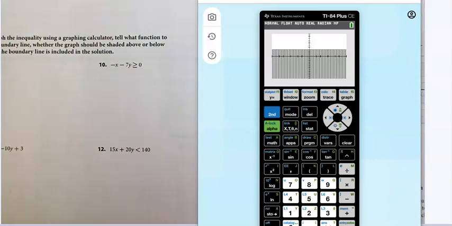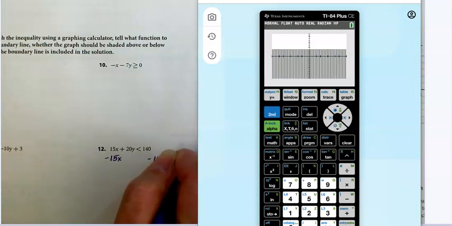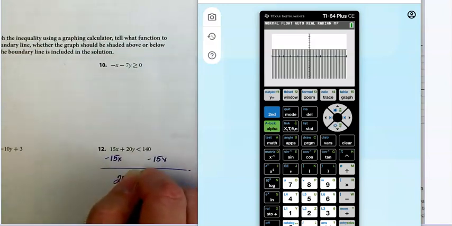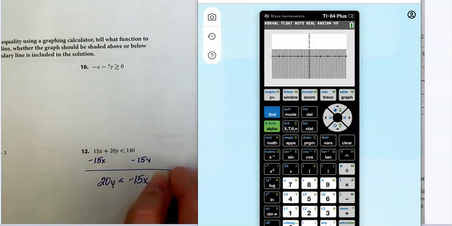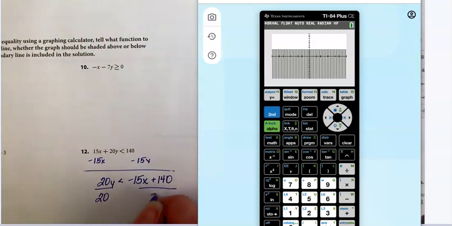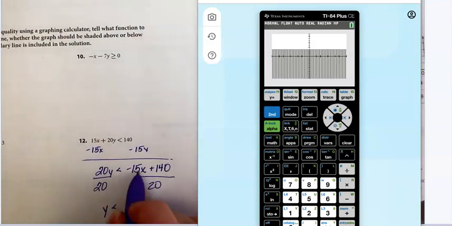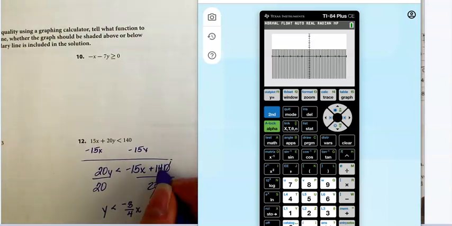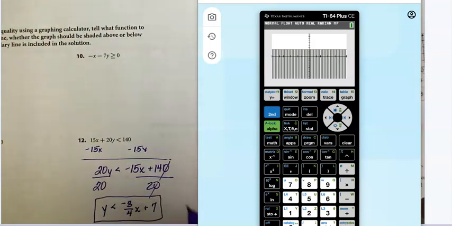So the first thing I'm going to do is move that 15x by subtraction. And I'm going to divide everything by 20. And I get y is less than 15 over 20 reduces to 3/4. So negative 3 over 4x. And then 14 divided by 2 is 7.